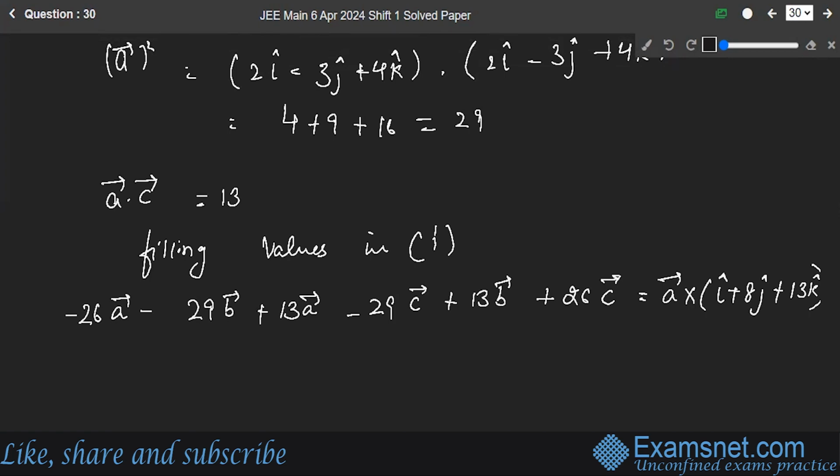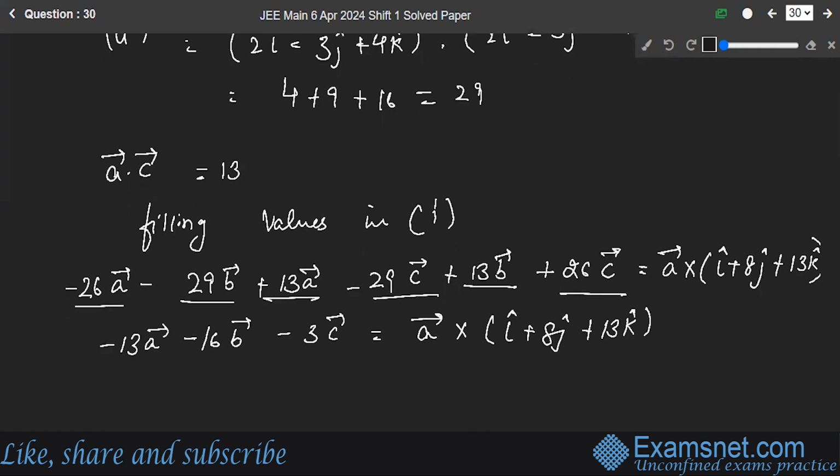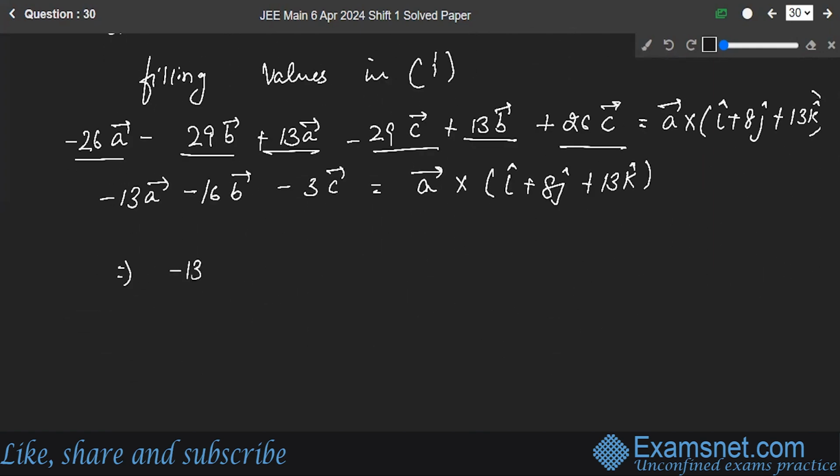So further, let's solve it. This and this, you will have minus 13a, and this and this, you will have minus 16b, and this and this will give me minus 3c. This is equal to A vector cross I, 8 and 13k. So minus 13 A dot B minus 16b square minus 3b dot C.